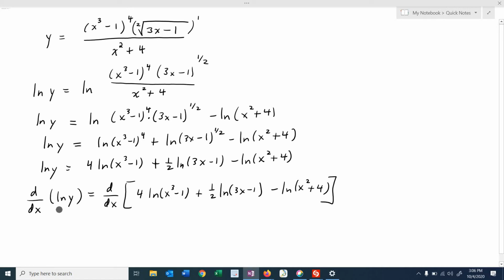Okay, so on this side, to find this derivative, we're going to have to use the chain rule because this is a composition of two functions. The natural log is the outer function, and the inner function is y. We're thinking of y as being a function of x. Okay, so we're going to get 1 over y, because that's the derivative of the outer function, and then times the derivative of the inner function with respect to x, and that's going to give us dy dx.